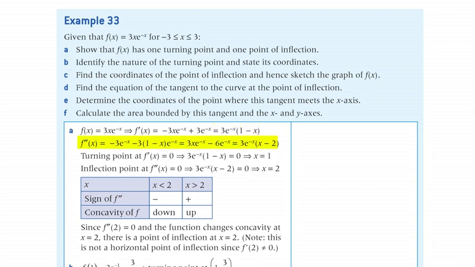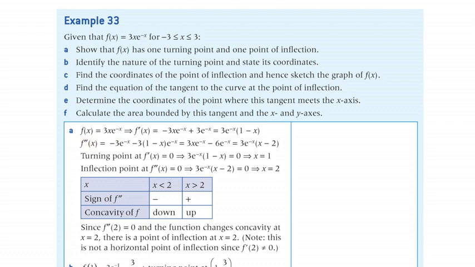Similarly, f double prime of x equals negative 3e to the negative x minus 3 multiplied by 1 minus x multiplied by e to the negative x equals 3xe to the negative x minus 6e to the negative x equals 3e to the negative x multiplied by x minus 2.